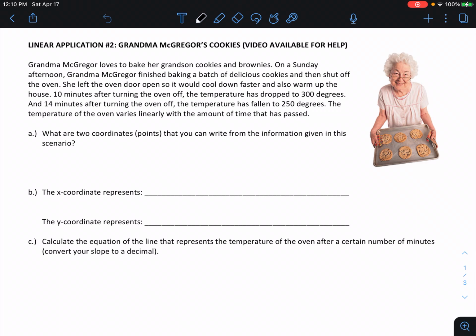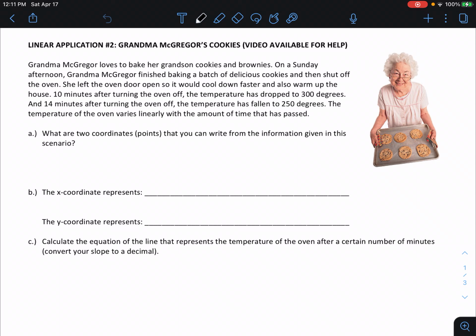So, if we read the story here, Grandma McGregor loves to bake her grandson cookies and brownies. On a Sunday afternoon, Grandma McGregor finished baking a batch of delicious cookies and then shut off the oven. And she left the oven door open so it would cool down faster and also warm up the house. So, all of that's just setting up the story. The next part is where we get the information that we're going to use.